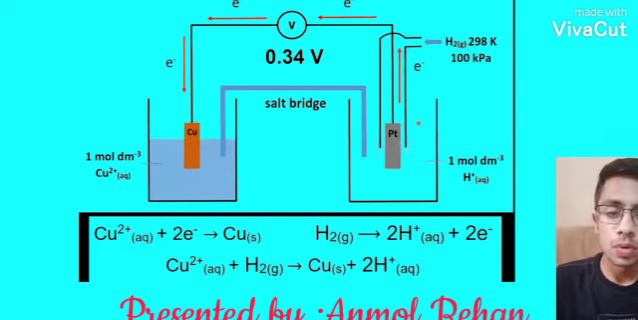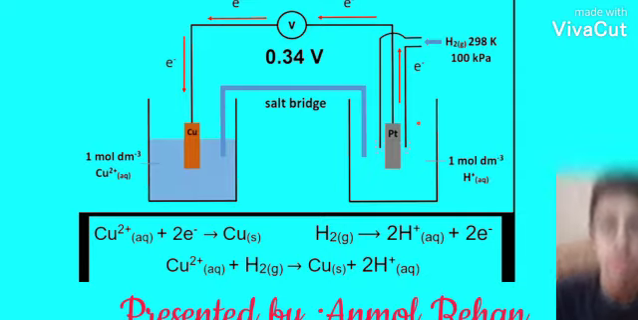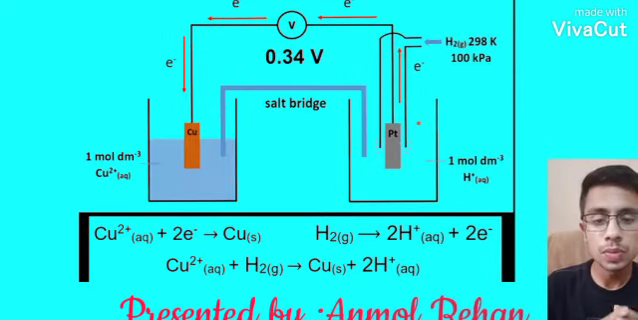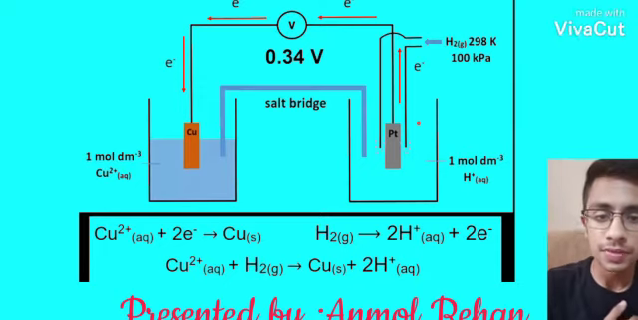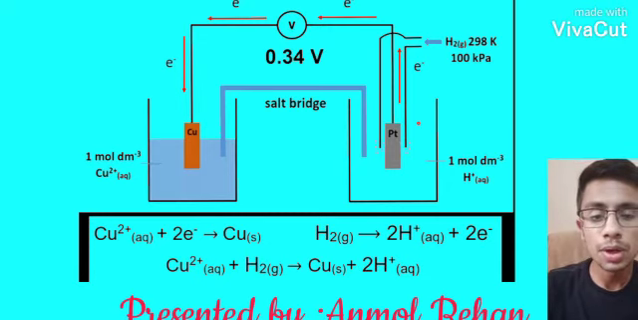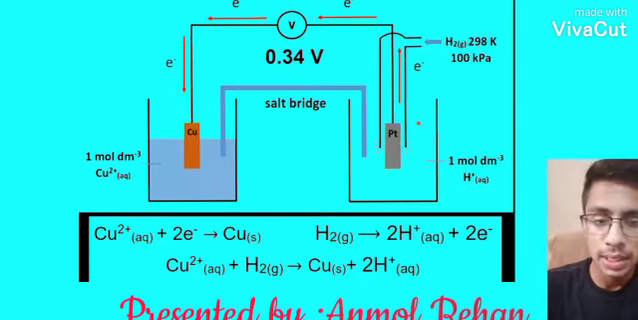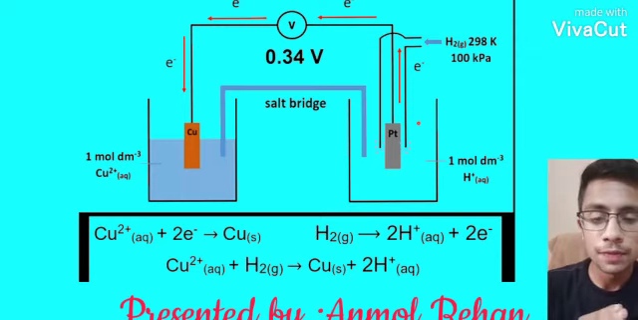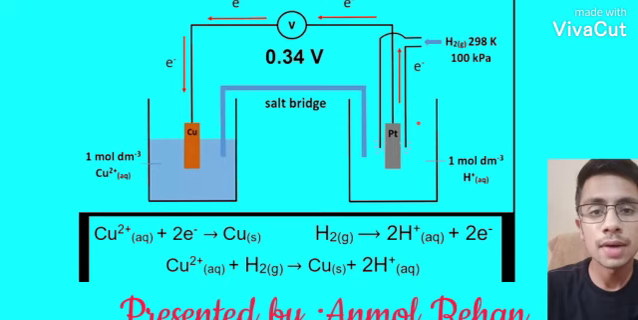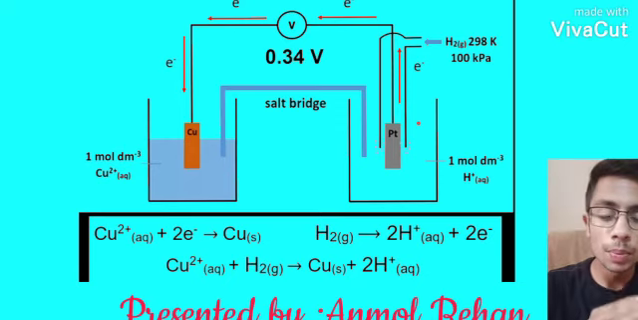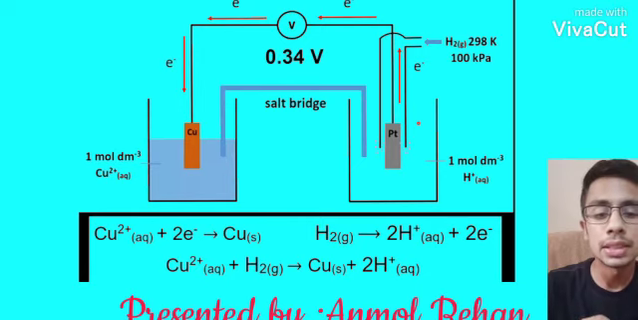In this case, electrons flow from SHE to the copper electrode. When we combine, Cu2 positive plus H2 equals Cu plus 2H positive. The value of the electrode potential here is 0.34 volts. Now I will give you the reason why this happens. This happens because the electrode potential of the copper half cell is more positive than the potential of SHE, the standard hydrogen electrode.